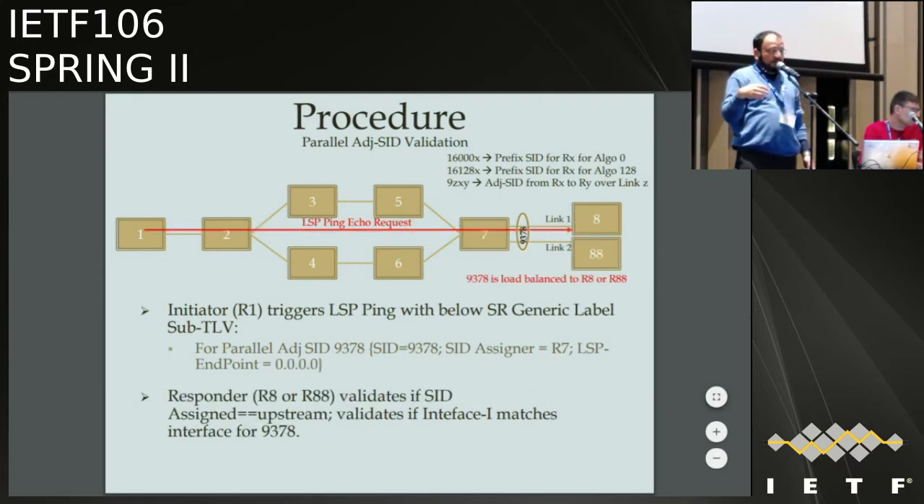The same thing will work when you have parallel adjacency to different neighbors. In this case, parallel adjacency to neighbor R8 or neighbor R88, and the adjacency SID associated with it is 9778. R7 will do hashing based on whatever load balancing parameter the packet carries. The packet may end at R8 or R88. There is no endpoint specified, 000. But when the packet is received by either R8 or R88, it can locally verify that yes, this label is assigned by R7, and yes, the interface on which I received the packet corresponds to this adjacency SID assigned by R7, and it can respond accordingly.